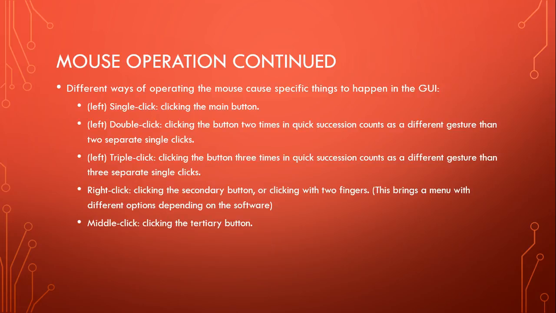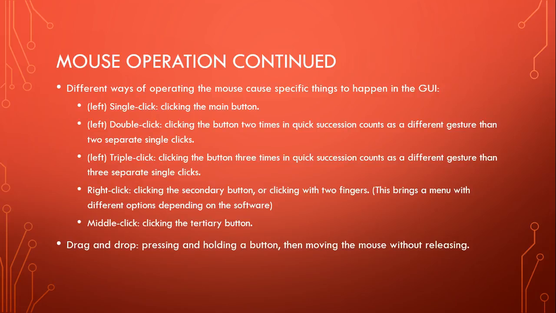This will bring up a menu with different options depending on the software. And then you also have the middle click, which is clicking the tertiary button. This is often, for example, where your scroll wheel is on your mouse. So if you were to push down on that scroll wheel, it clicks, and that counts as the middle click. You also have the ability to do drag and drop, which is pressing and holding a button and then moving the mouse without releasing.